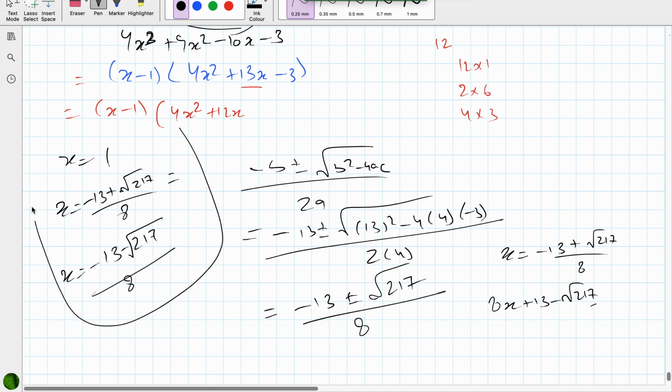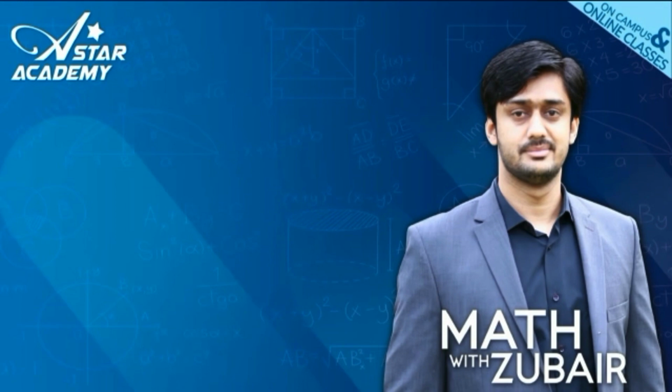Now we can plug in these three values in the main equation to find the coordinates, and the remaining part would be to tell the nature. Then we go for double derivative and substitute the values of x. If it is positive, it is a minimum point. If it is negative, it is a maximum point.